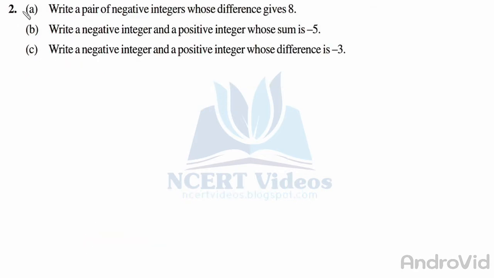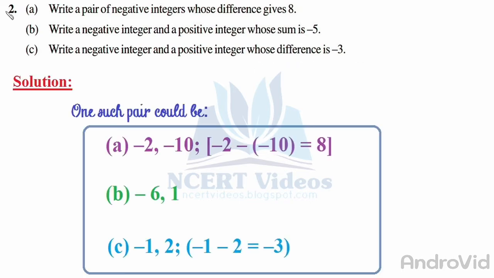Second, A. Write a pair of negative integers whose difference gives 8. B. Write a negative integer and a positive integer whose sum is -5. C. Write a negative integer and a positive integer whose difference is -3. So solution is, number first is write a pair of negative integers whose difference gives 8.